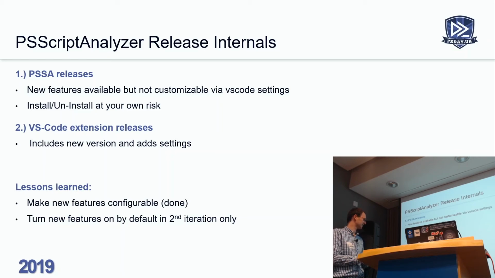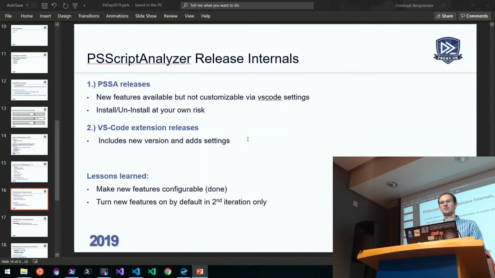And the lessons we learned from mistakes in the past were A, do this cycle. It's very helpful getting early feedback from a small selection of people. And B, use feature flags. So all settings are usually behind a configuration setting in VS Code and ScriptAnalyzer, which helps smooth things out a bit as we develop new features that might need more user feedback in the early days.